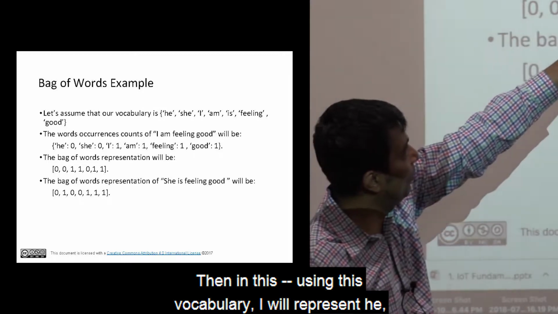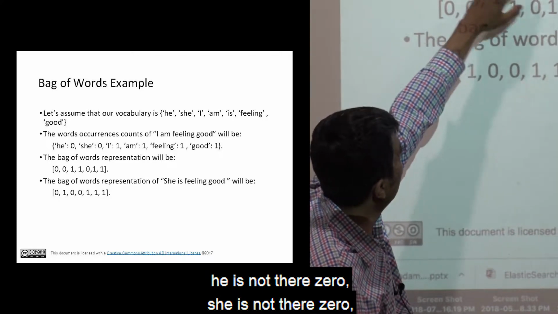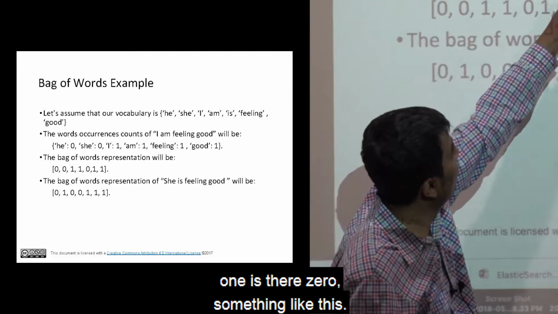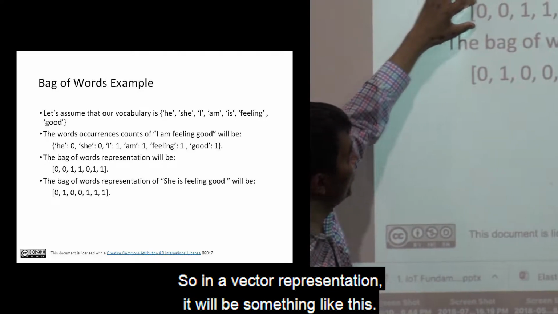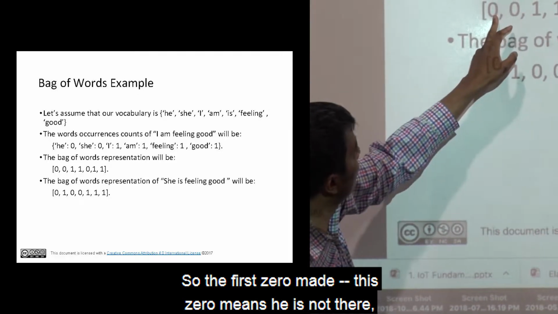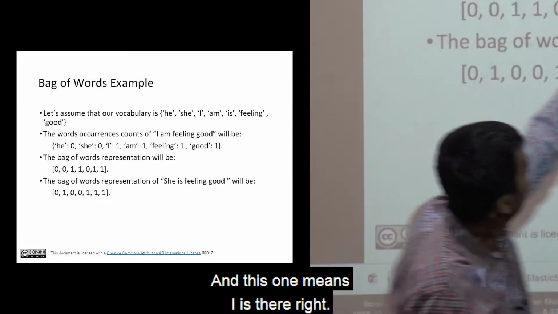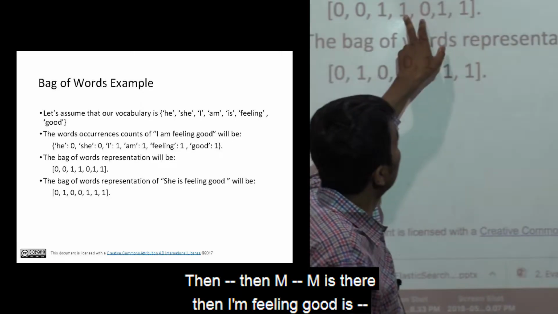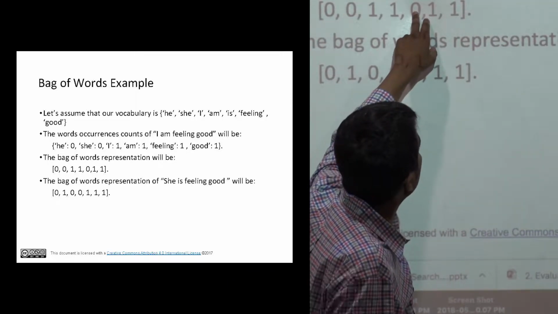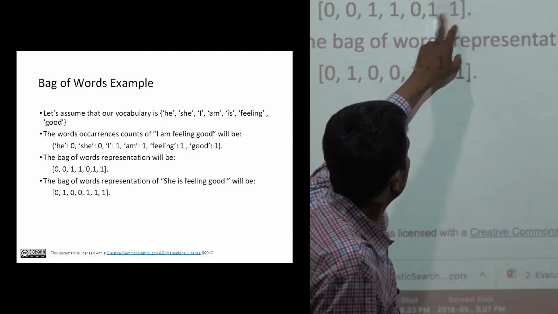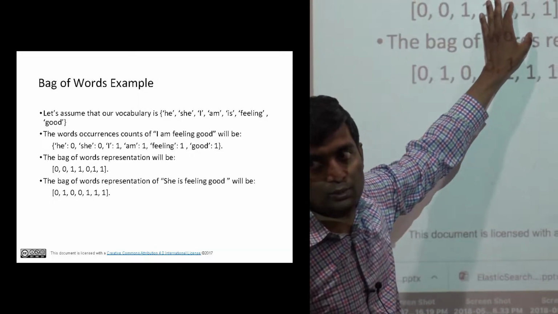Using this vocabulary, I will represent it. If it is a binary representation, he is not there, 0. She is not there, 0. I is there, 1. So in a vector representation, it will be something like this. The first 0 means he is not there in the sentence. This one means I is there, right? Am is there. Then feeling is there. Good is there. So that way I end up with this. Do you understand that, right?